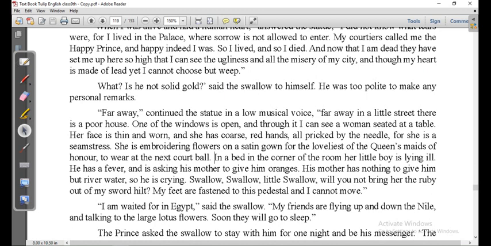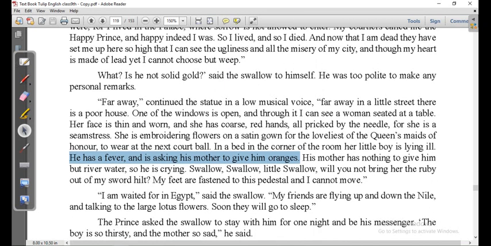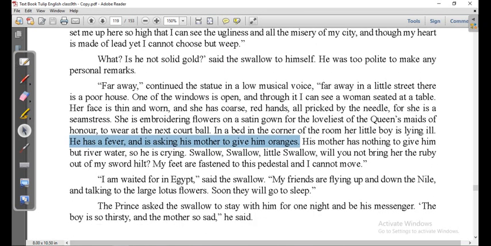"In a bed in the corner of the room, her little boy is lying ill." Her boy is very ill. Her child is sick. He has a fever. Her boy has a fever and is asking his mother to give him oranges. During fever, he wants to have oranges because he may be feeling thirsty.